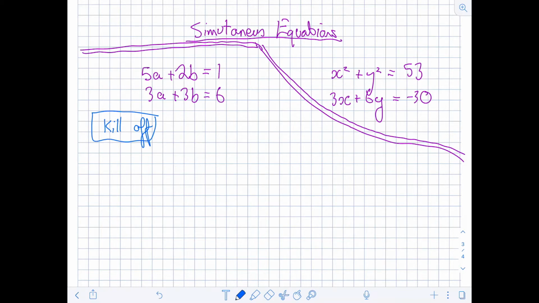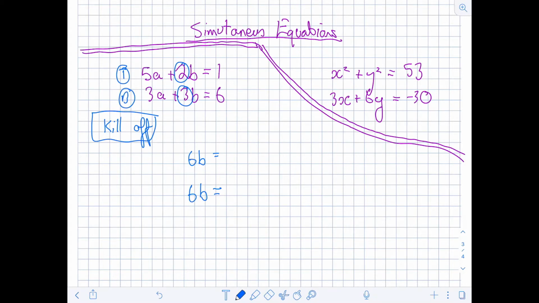So in order for me to kill off the b's here, it's a bit like spraying pesticide. So I'm going to kill off the b's by getting them to match up. I'm going to get them to match up at the number 6. So I know that both the 2 and the 3 divide into 6. So I will have 6b and I will have 6b. Equals. And I'm going to call this one up here the top line, this one down here the bottom line.